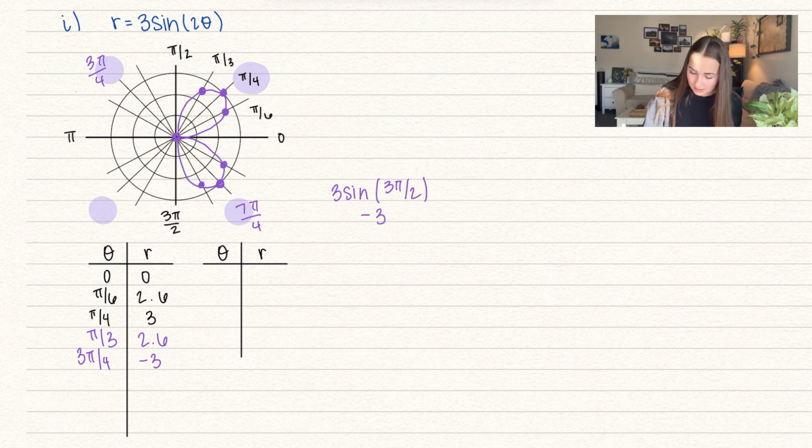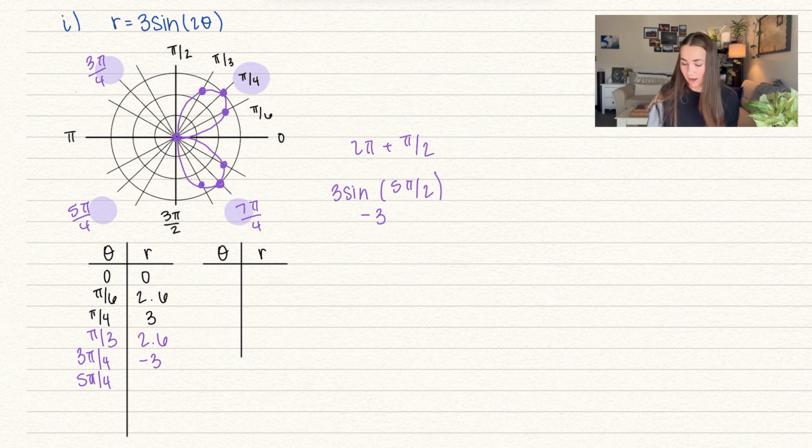Now let's test out 5 pi over 4. When we plug that in, instead of 3 pi over 2, we end up with 5 pi over 2. What is 5 pi over 2? That's 2 pi plus pi over 2, so we treat it as pi over 2. We know sine of pi over 2 is equal to 1, so 3 times 1 is equal to 3, and we extend out that radius of 3. If we plugged in these other theta values, we would get 2.6, and here we would get another one of our petals.